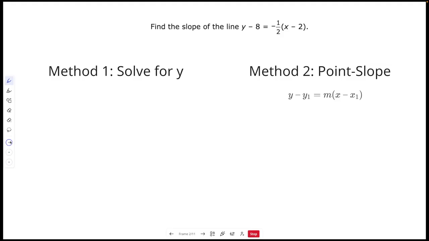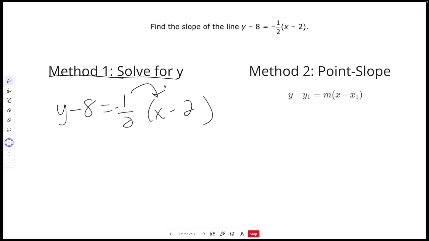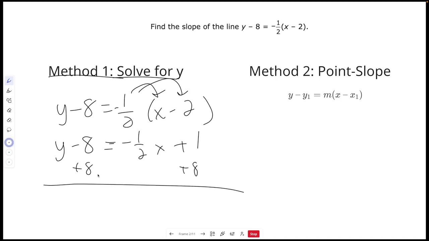All right, so here's our problem. It says find the slope. You have two ways to do it. Method number one is to solve for the y. So we have our equation, x minus 2. And we should already know how to solve equations, right? So this would be negative 1/2 x. This would be positive 1. That's the distributive property. Again, I'll go through this pretty quickly because you should know how to do this. All right, we need to get the y by itself, so we do plus 8 on both sides. And we end up with y equals negative 1/2 x plus 9.